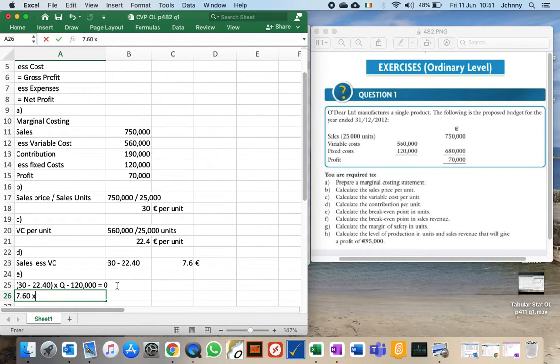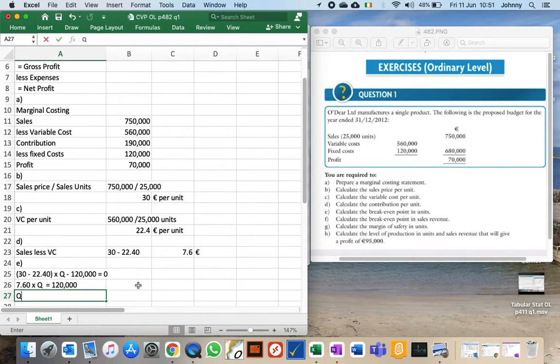So I'll restate this, so then I end up with 7.60 times Q. Now if I bring this 120,000 over the other side of the equal sign, it changes sign. So instead of being minus 120,000 it becomes plus. So I'll have 7.6 Q equals plus 120,000. So the Q then is 120,000 divided by 7.60.